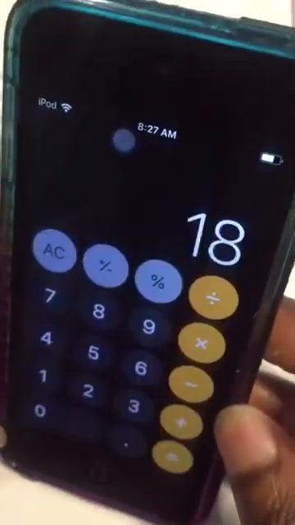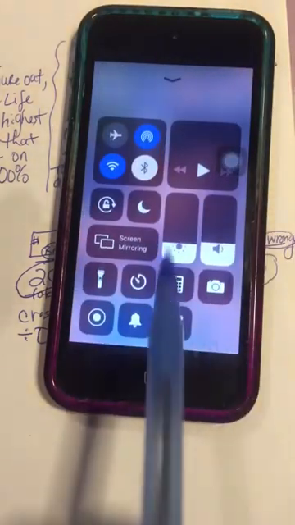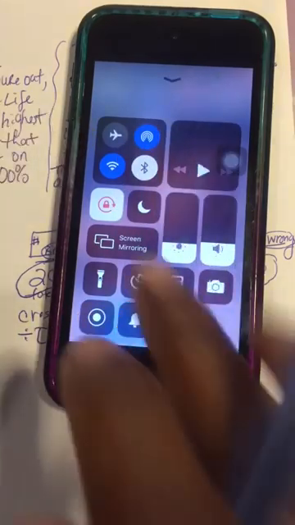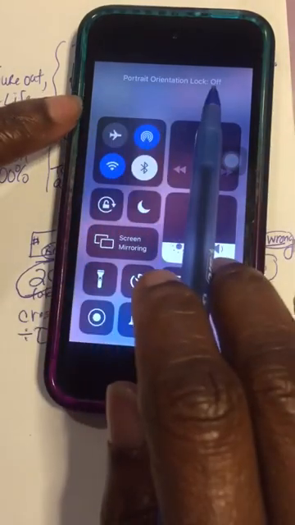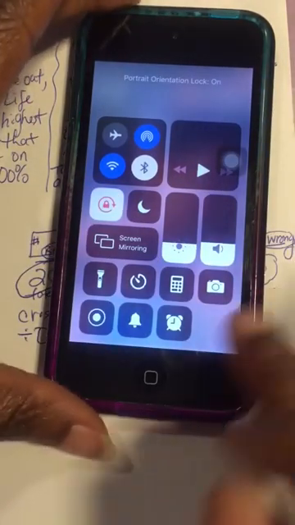Now let's go back to the regular calculator. Now, in order to have that pop up, you have to scroll up. You see this lock button? Make sure it says portrait orientation lock on or off. So I'm going to hit it again, and now it says the lock is off. If the lock was on, I'm going to go back to the calculator.